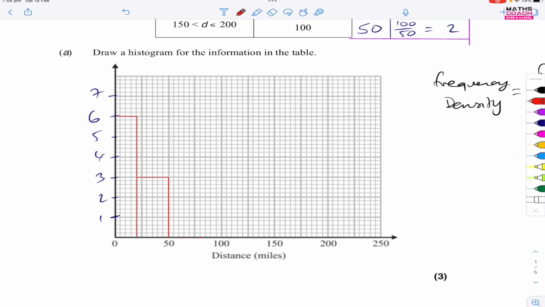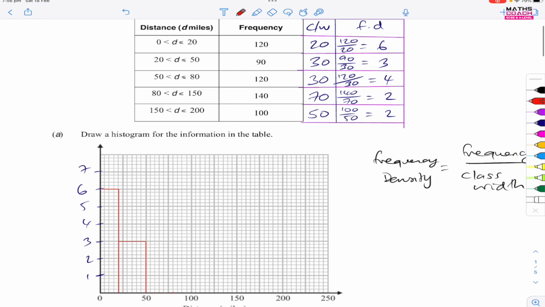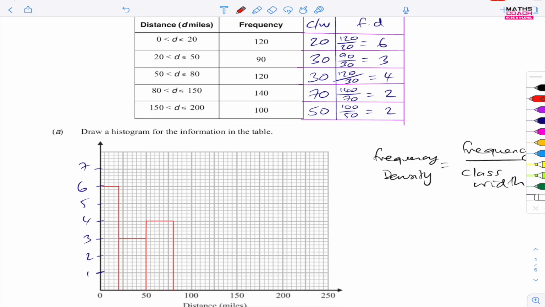I'm going to go up. What's the frequency density? The frequency density was 4, so we're going to go up to 4. And there we are. Next, we have a frequency density of 2, and we're going from 80 to 150. So where we left off, all the way to 150. And we go up to 2. So it's going to look like that. So that should be done again using a ruler.